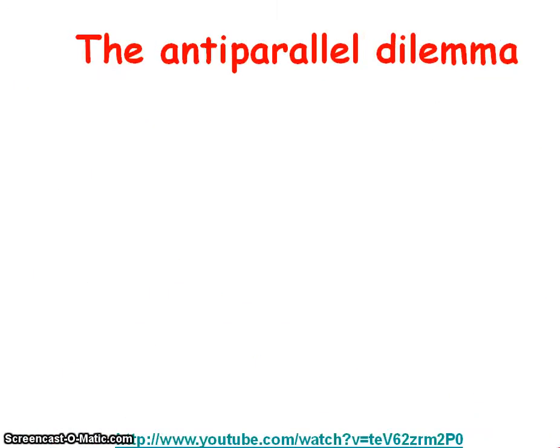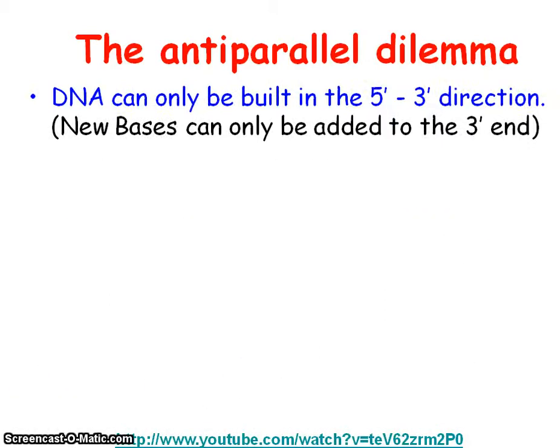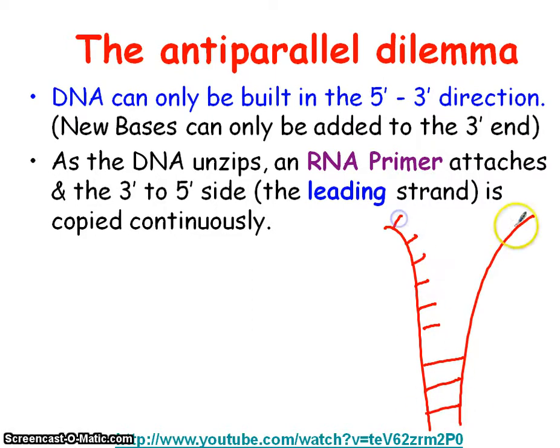Okay, so now this is the part you probably didn't learn in regular or honors bio. Remember we talked about how one side of the DNA runs 5 to 3 and the other side of the DNA runs 3 to 5. The problem is DNA can only be built 5 to 3. So that means that when the DNA opens, because it doesn't just all open at once, it unzips. So that means when it opens up, here's our DNA opening up.